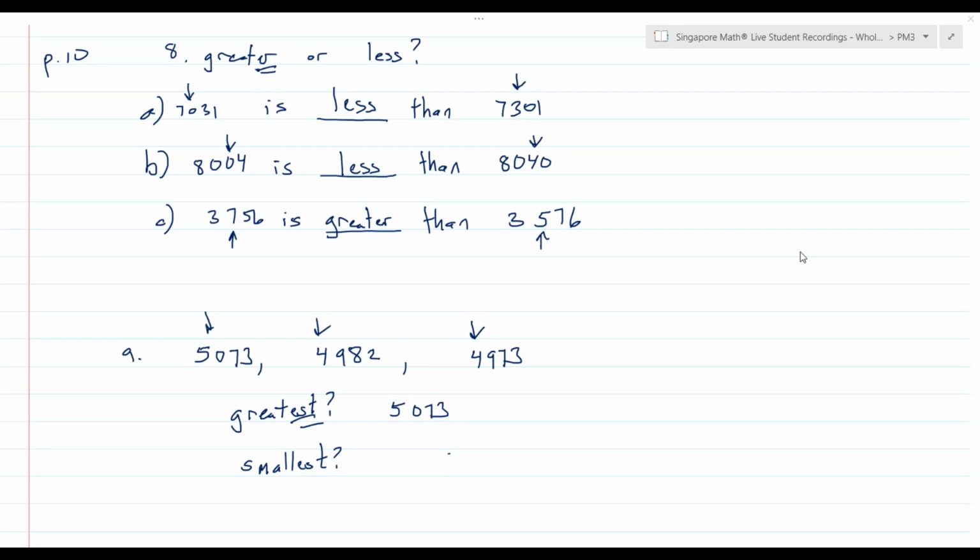To find the smallest number, I see that I have 2 in the 4,000s. Both of them also have 900s, but when I get to the tens place, one of them has 8 tens, one has 7 tens. Of these 2 numbers, 4,973 is smaller than 4,982, so that tells me that 4,973 is the smallest of all 3 numbers.